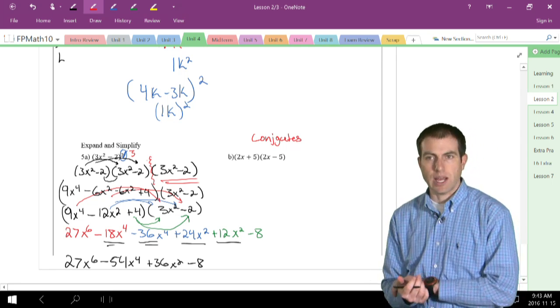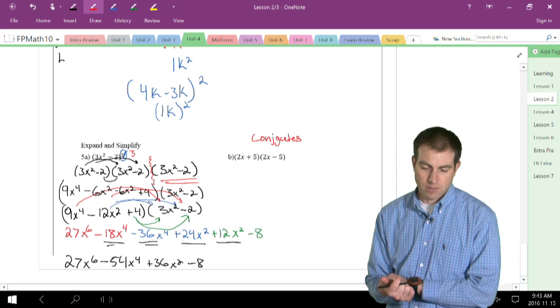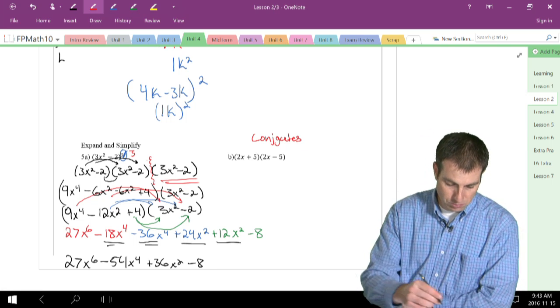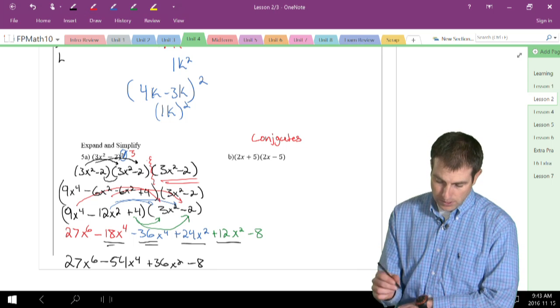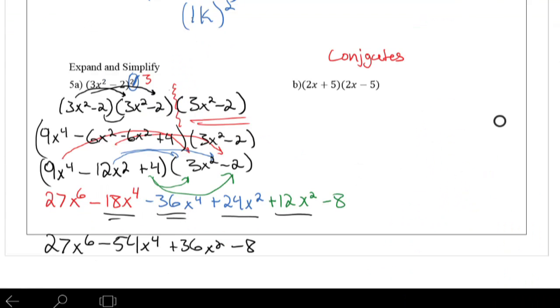And something special happens when we multiply conjugates together. Let's just multiply these two things and figure out what that is. So we're going to FOIL them, two binomials. First, outside, inside, last. So 2x times 2x is 4x squared. 2x times minus 5 is negative 10x. We get positive 10x, minus 25.